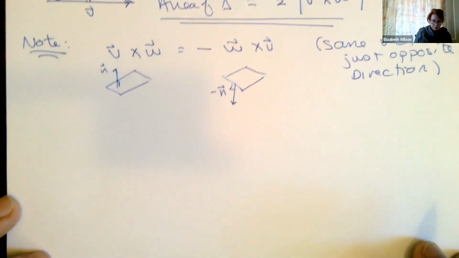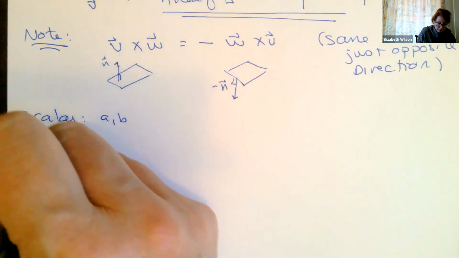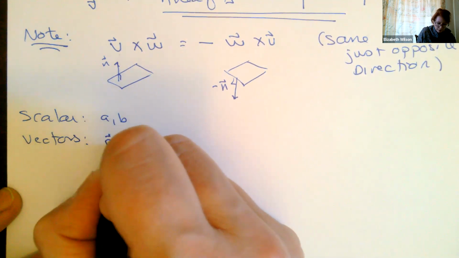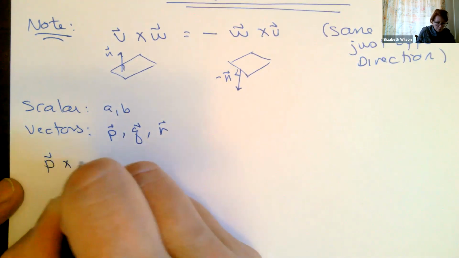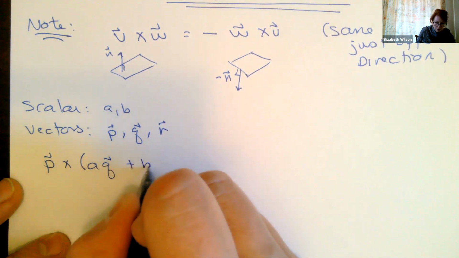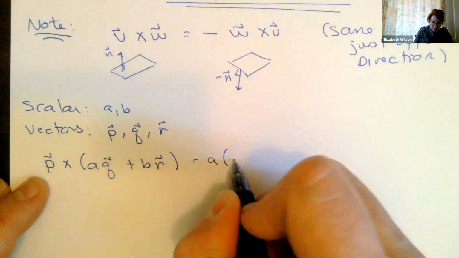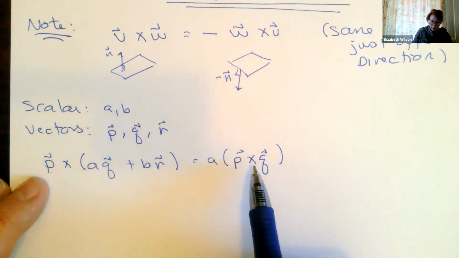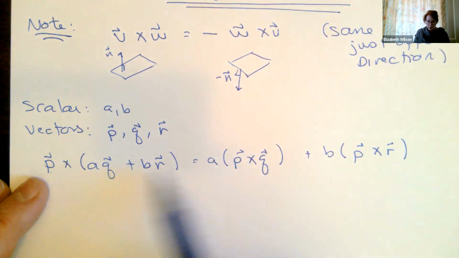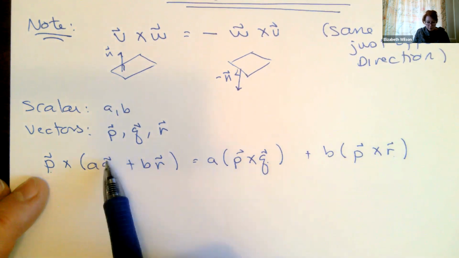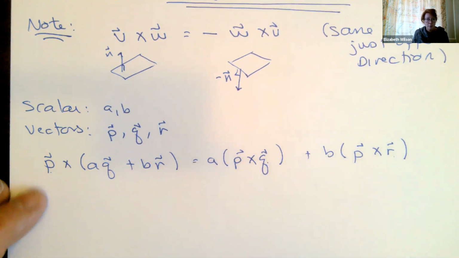Also, let's talk about if I have scalars A and B, and vectors P, Q, and R. Say, for example, we were doing a couple different things. So I said P cross A times Q plus B times R. What am I going to get? Watch the order. The P goes in here. So I'm going to get A times P cross Q. The order matters. Plus B times P cross R. If this was going to be Q cross P and R cross P, then I would factor it out and do cross P over here.